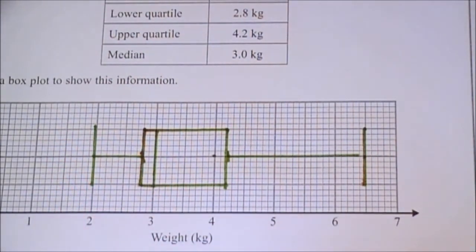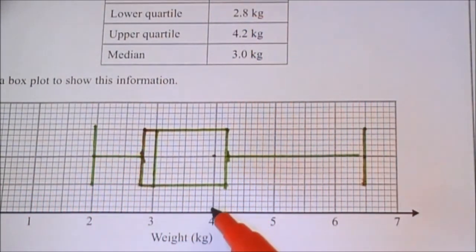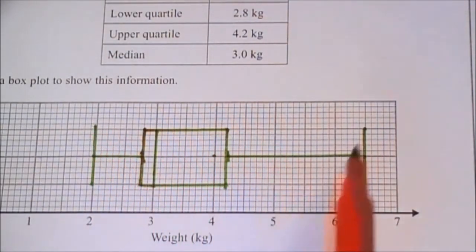It's a 2-mark question. You get 2 marks if you've got it all correct. You get 1 mark for a box plot with at least 3 pieces of the information correctly plotted. All right, and you have to include the box. You can't just plot all the lines. You have to have the box.